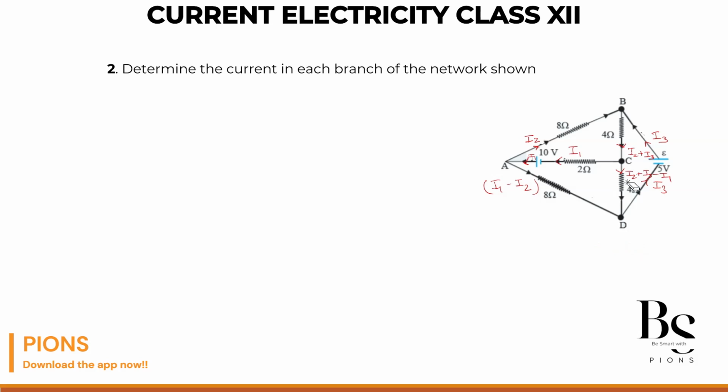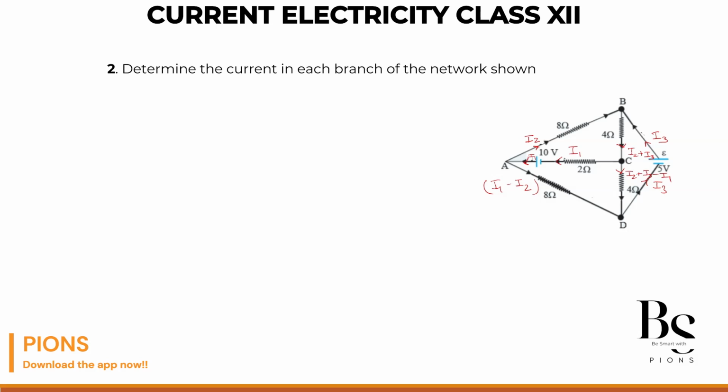Let's start with the loop rule. How many batteries? Two batteries are there, and how many unknowns? Our unknowns are I1, I2 and I3. So a minimum of three equations we require to solve I1, I2 and I3. And to solve these, you have to consider three different loops.